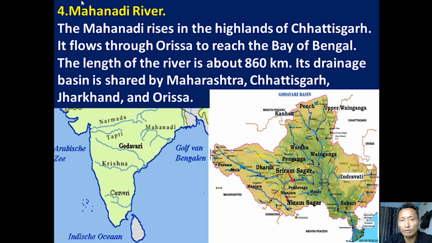So the total length of this Mahanadi River is 860 kilometers. Its drainage basin: we know that drainage basin means a particular river water and its tributaries, all this area included under one drainage system. The drainage basin is shared by Indian states such as Maharashtra, Chhattisgarh, Jharkhand, and Odisha.